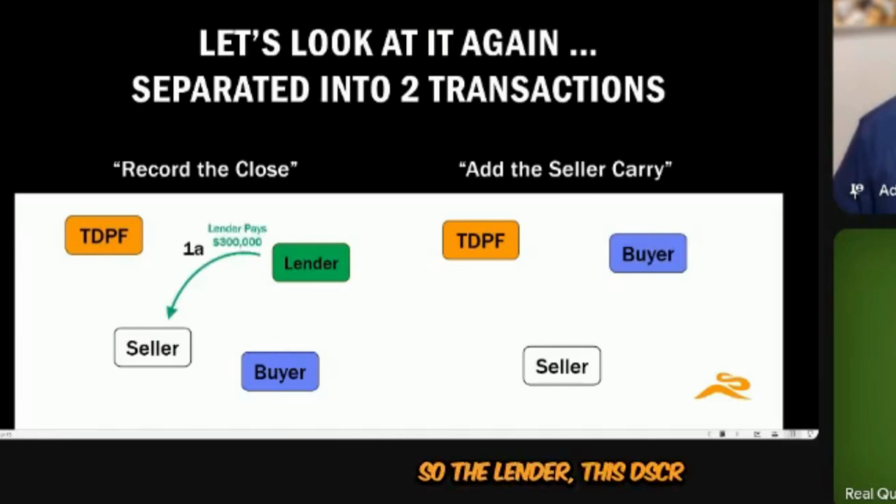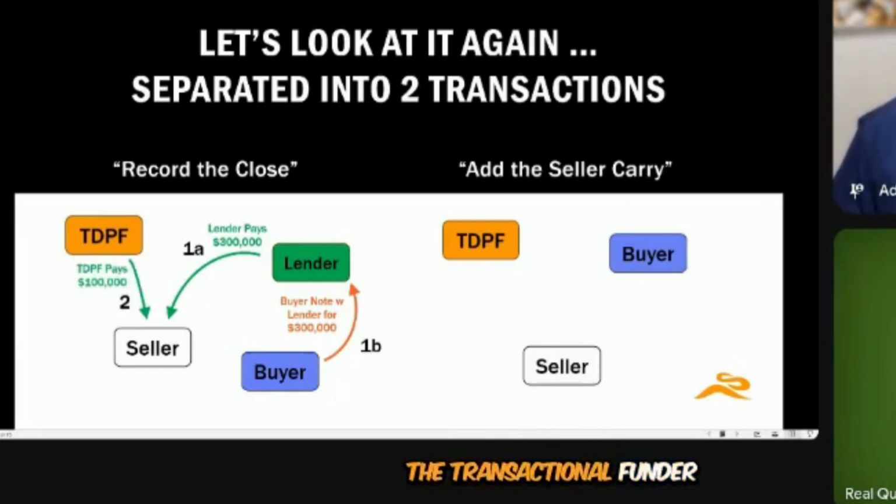So the lender, this DSCR lender, is putting in $300,000. That creates that note. The buyer now owes them. The transactional funder puts in $100,000. Now the seller has all $400,000, and we can record the closing and the transfer title.